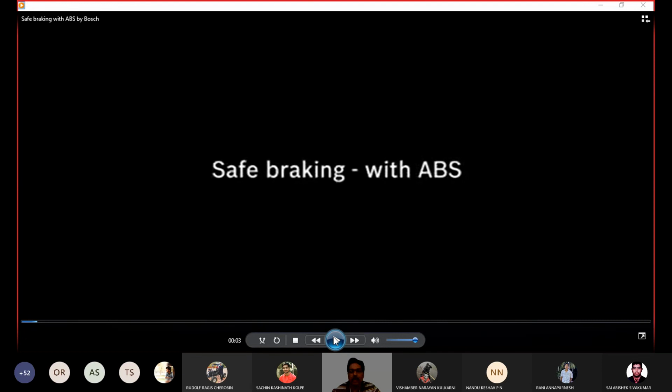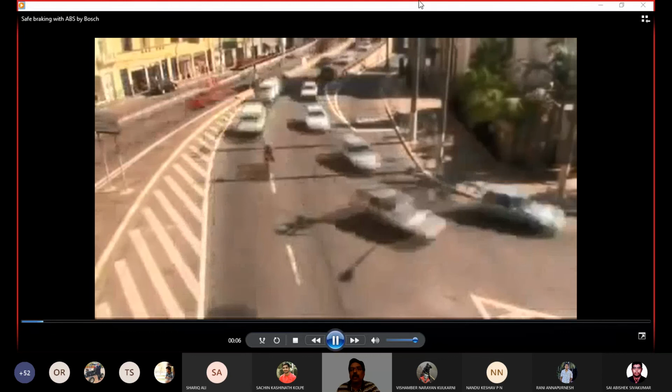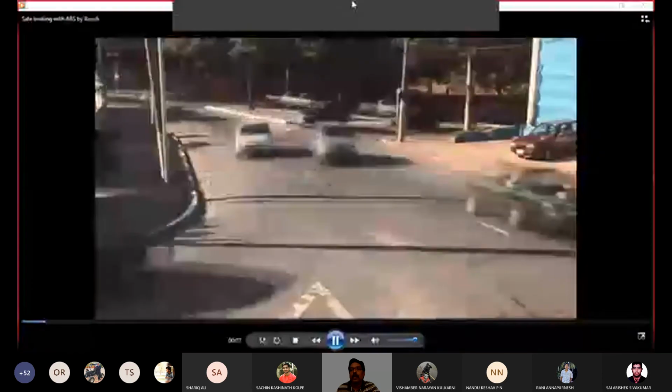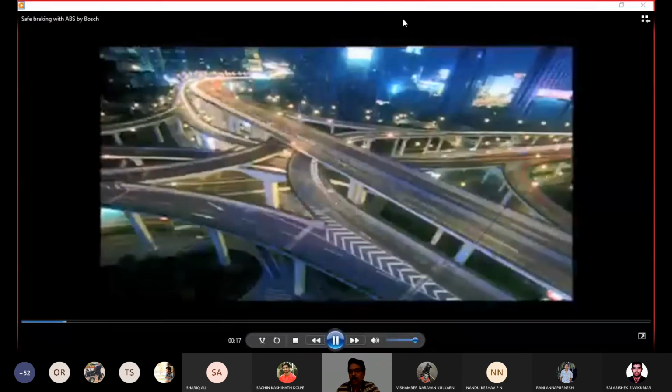From Bosch. The need to be mobile is rising. Traffic is growing ever heavier. Critical traffic scenarios are increasing.